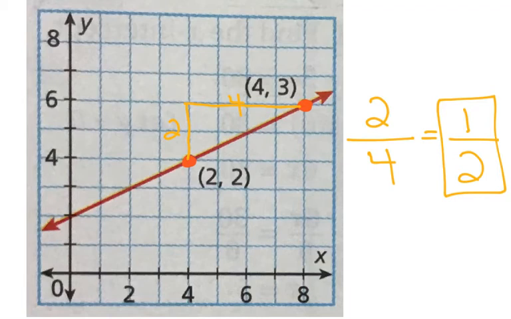So if I went back to this point and only went up 1 and went over 2, yep, there's a coordinate point. Went up 1 and over 2, there's our coordinate point. So yes, it all works on there.